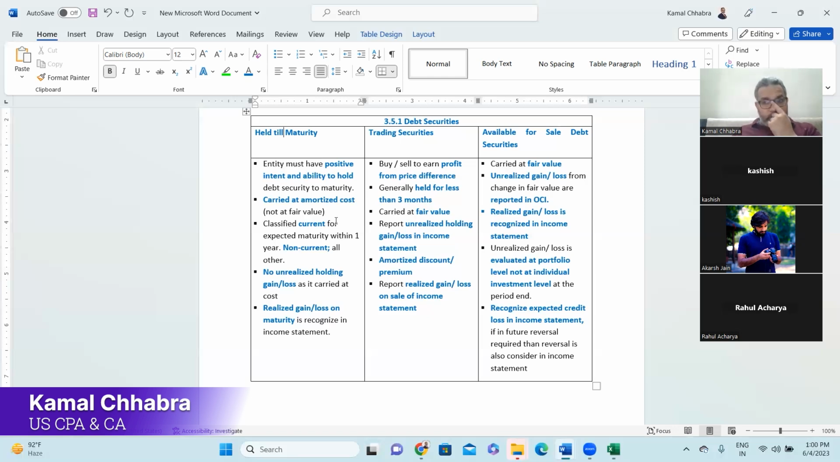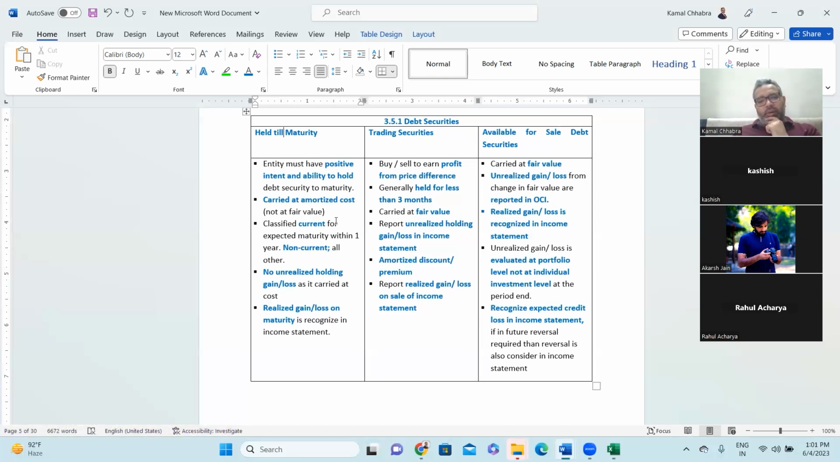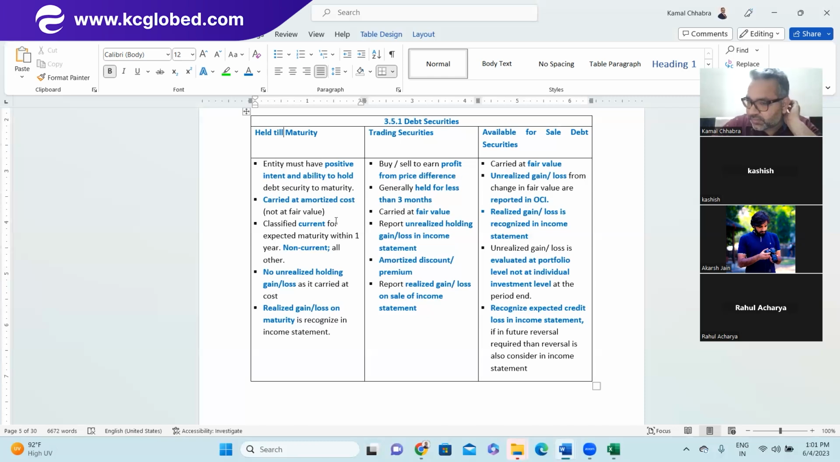Then the second important thing is the classification. It is classified as current for expected maturity within 1 year, or non-current for all others. What is a current asset, in layman language? One which the company expects to realize in less than 12 months, or within its operating cycle. In the same way, if any debt security you have purchased is expected to be realized within 12 months, that investment would be considered a current investment.